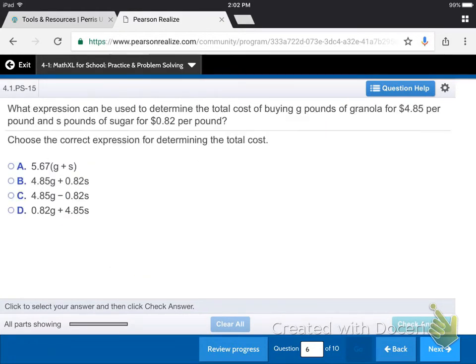The next problem says, what expression can be used to determine the total cost of buying G pounds of granola for $4.85 per pound and S pounds of sugar for 82 cents per pound? We need to figure out the expression. So let's look carefully at the words. It says G pounds of granola for $4.85 per pound. Okay, well that would mean we're going to pay $4.85 per pound, and if we buy G pounds, then we're going to have to multiply it by that number, so it's 4.85G.